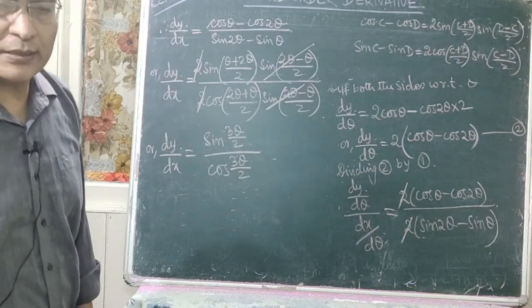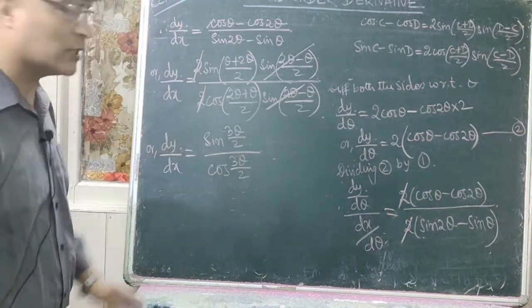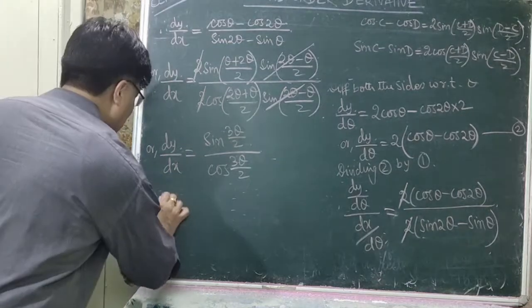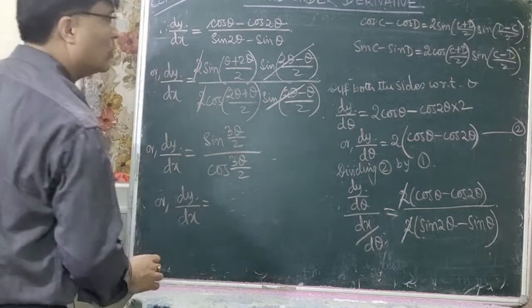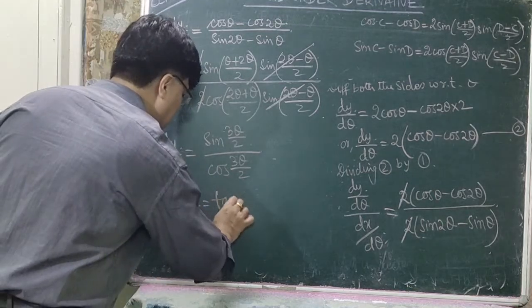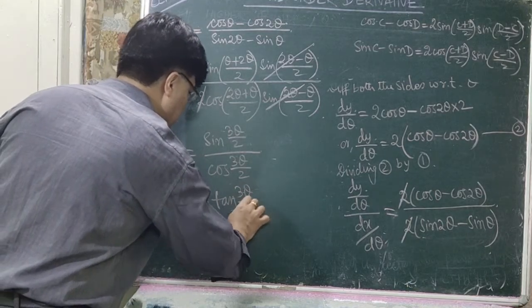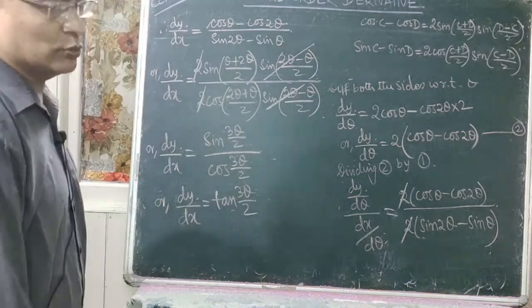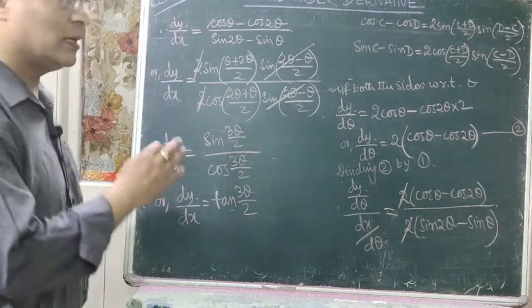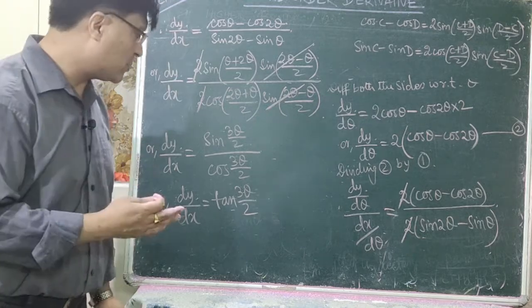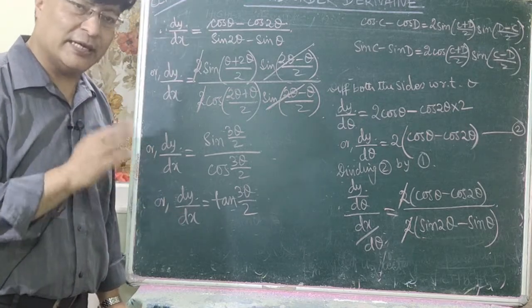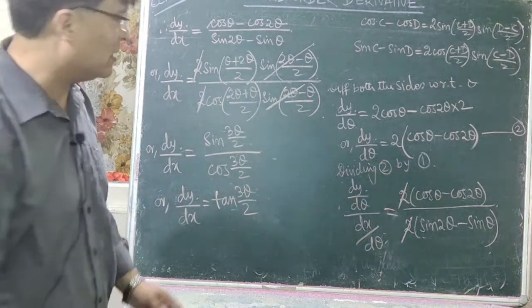I think you have understood it. So what is sine by cos again? Sine by cos is tan theta. So dy by dx is equal to, what is it? It is tan 3 theta by 2. Is that clear? Now again you have to differentiate both the sides with respect to x in order to get the value for d2y by dx square.